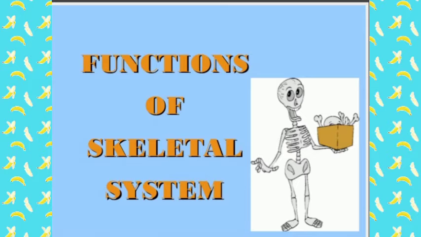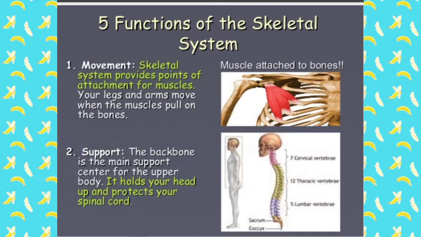Let's go over the functions of the skeletal system. We have 5 functions. Number 1 is for movement. The skeletal system provides points of attachment for muscles. Your legs and arms move when the muscles pull on the bones.